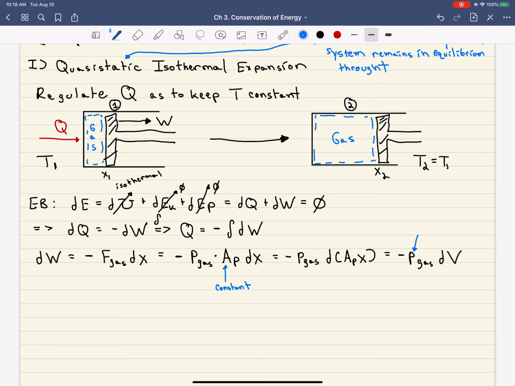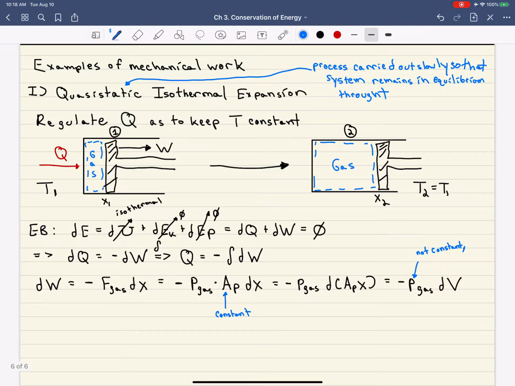Right? And so this pressure right here, unlike the area of the gas, we're going to say this pressure is not constant. Okay? Because intuitively, as the gas is expanding and as the piston is moving, that increases the volume of the system, and as a result, the pressure of the system is also going to decrease as well. And so this pressure is not going to be constant.